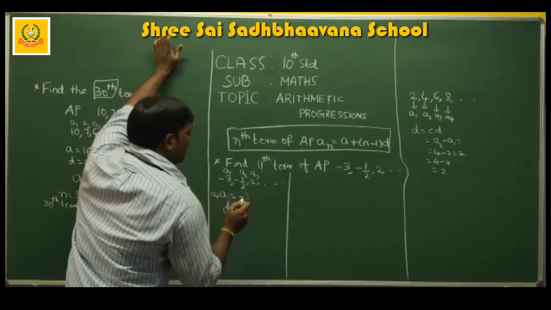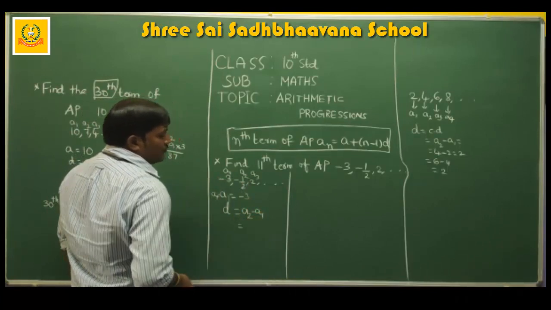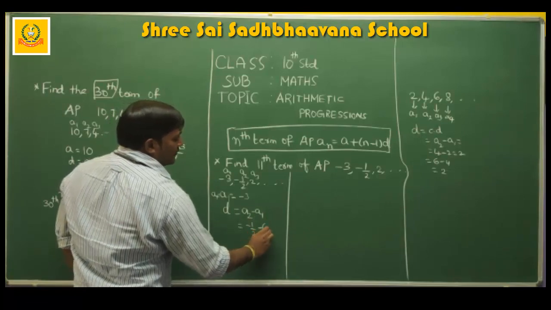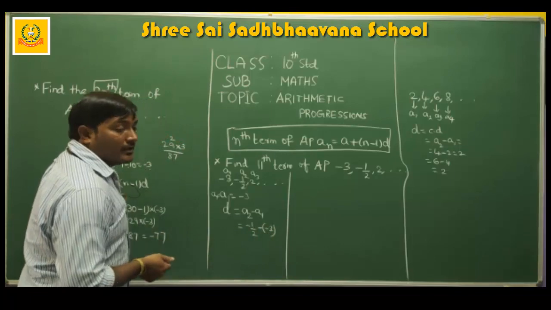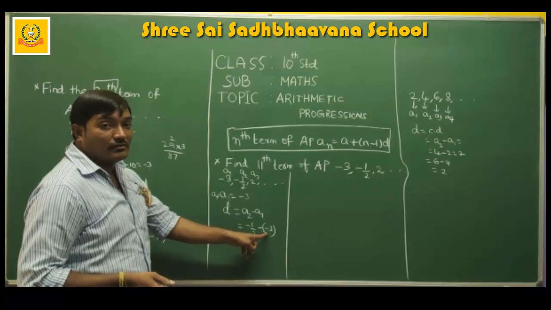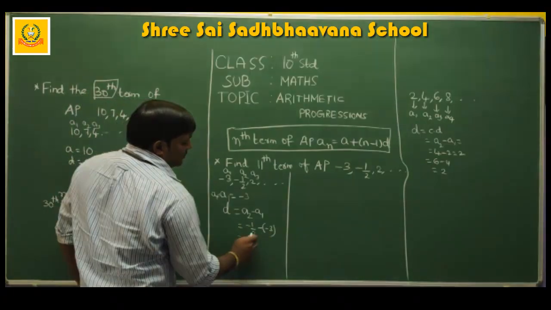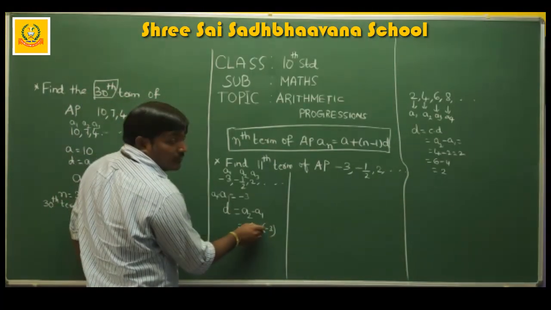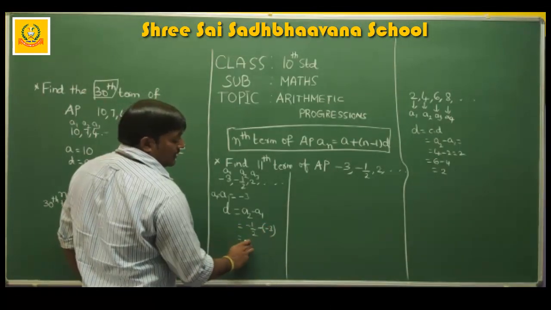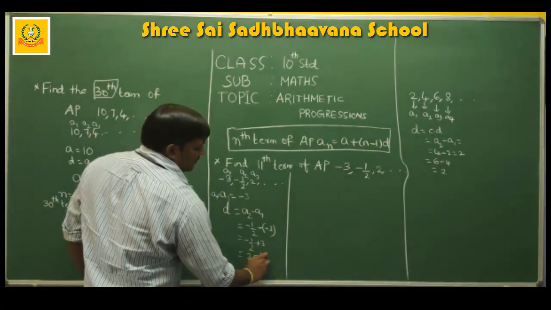So how to find D? We have to do A2 minus A1, which is second term minus first term. So minus 1 by 2 minus of minus 3. Second term is minus 1 by 2, minus A1 is minus 3. You remember here this sign should be taken properly. Otherwise if you make any mistake, you will get common difference wrong. So here you should be very careful. Minus into minus is plus. So what do you get? 3 minus 1 by 2.